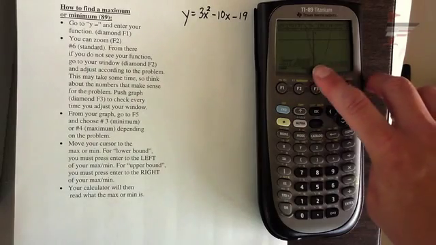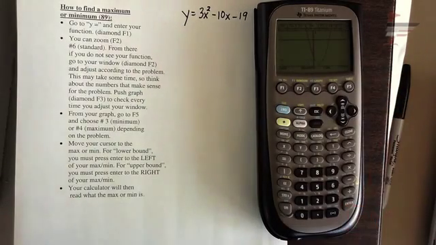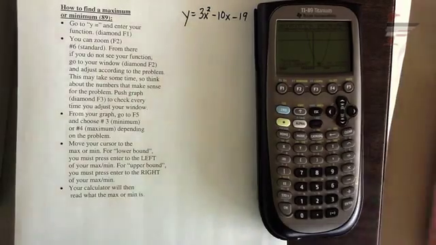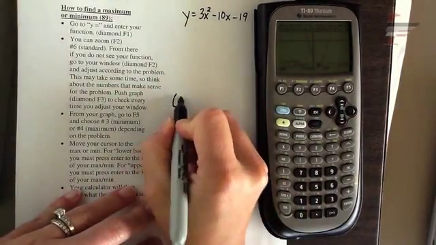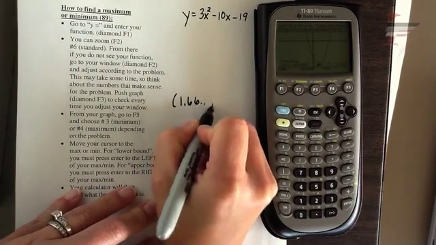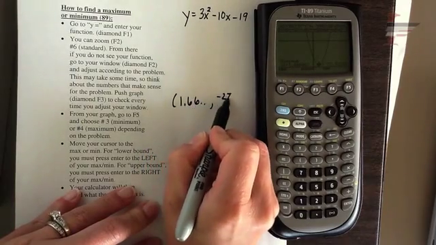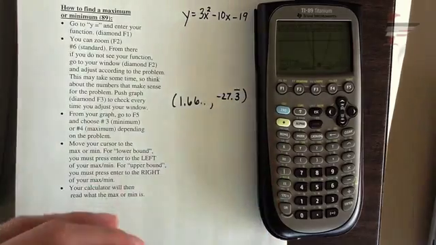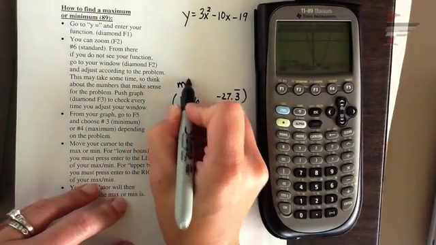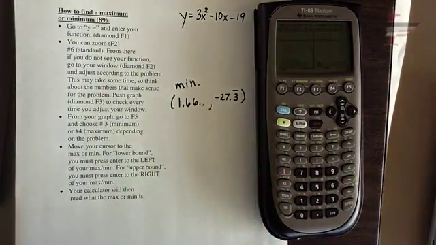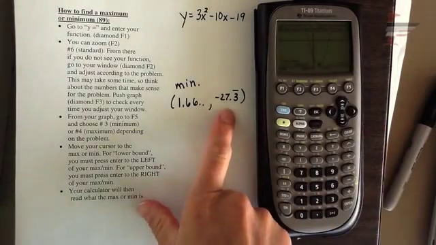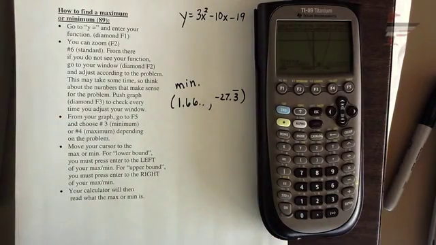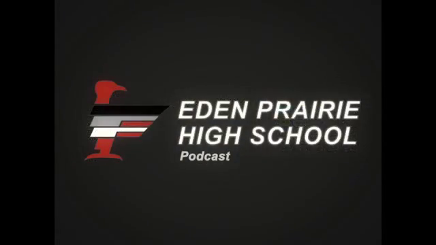So there I am to the right of my minimum, and press enter, and then your calculator will take a second and it'll tell you what that minimum point is. So 1.666 and negative 27.3, repeating, and that is my minimum point. Now if you wanted the minimum value, remember that's just the y coordinate, and that's how you find a minimum.